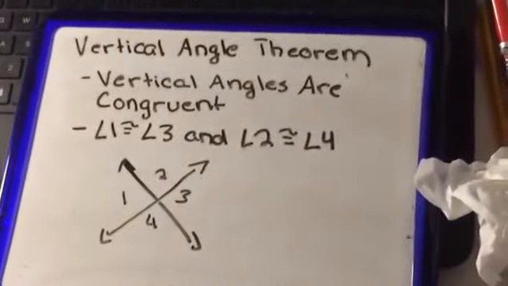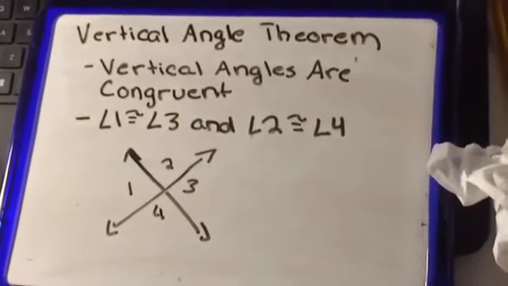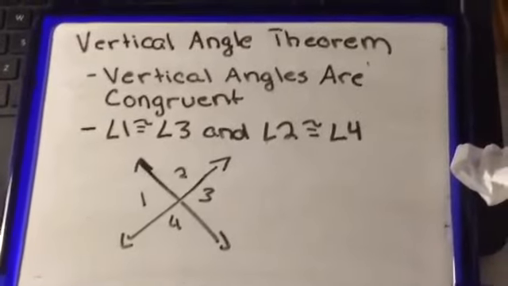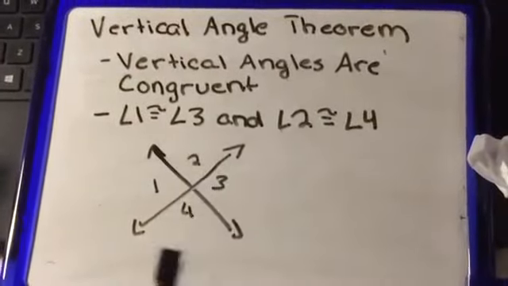Now we're going to talk about the vertical angles theorem. The vertical angles theorem says that vertical angles are congruent. For example, angle 1 is congruent to angle 3, and angle 2 is congruent to angle 4.